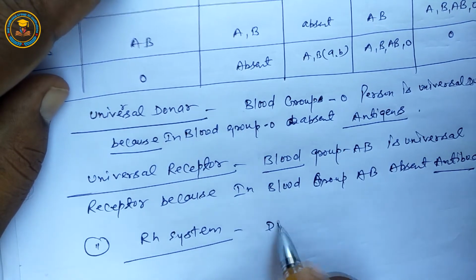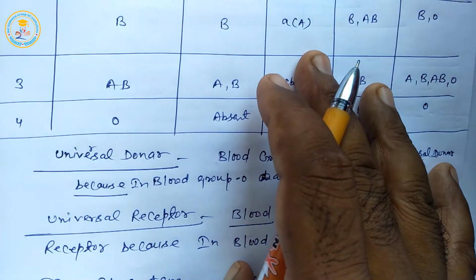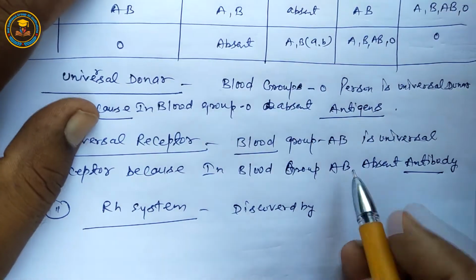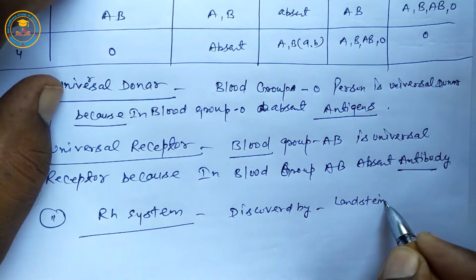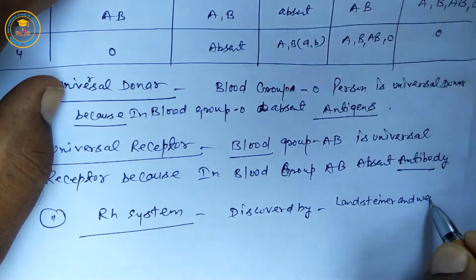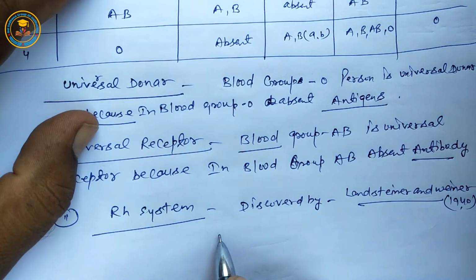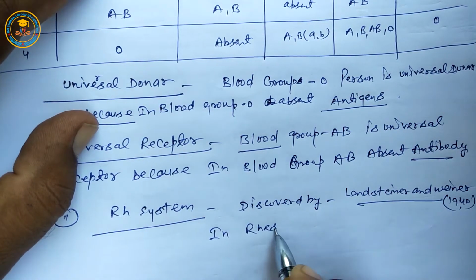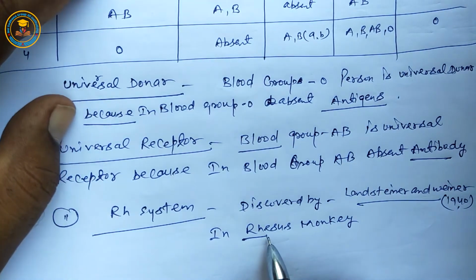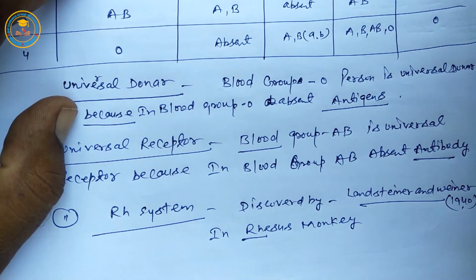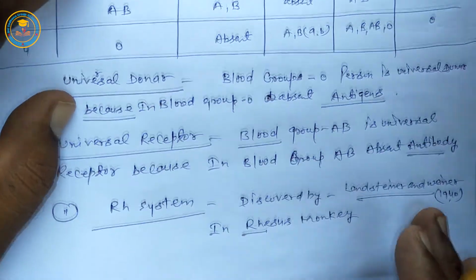Second system is the RH system. It was discovered by Landsteiner and Wiener in 1940 in the rhesus monkey. Students, in the word rhesus the first two letters are RH, so this system is named the RH system.